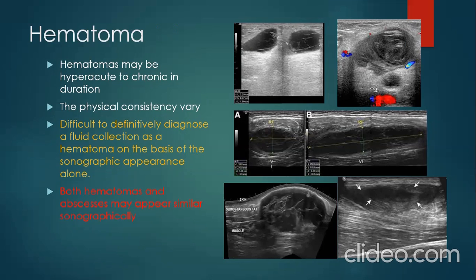It is very difficult to give a definitive diagnosis of a fluid collection as a hematoma based on ultrasound appearances only. You need to get clinical history of trauma for you to diagnose a fluid collection as a hematoma. Because hematomas and abscesses sometimes appear similar on ultrasound. So clinical history is the one that is going to guide you whether you're dealing with a hematoma or an abscess.